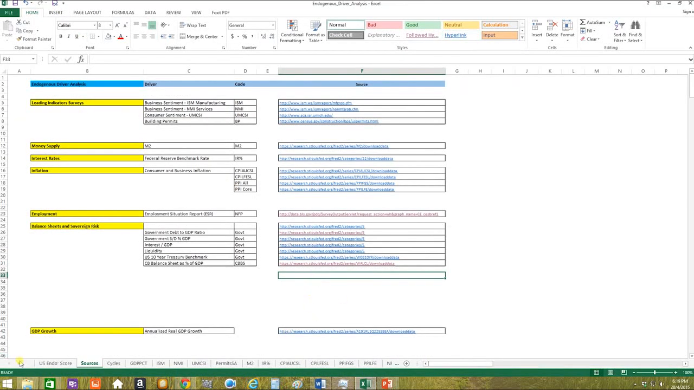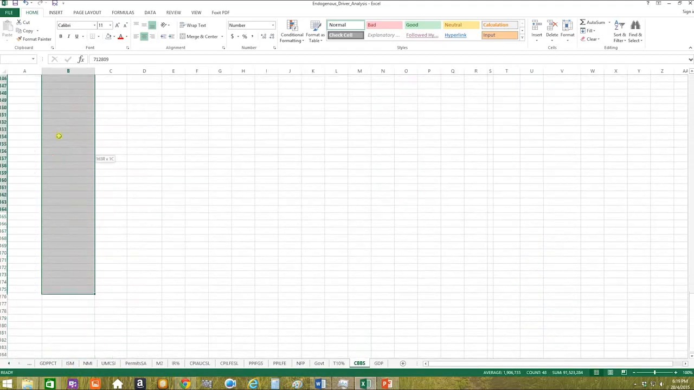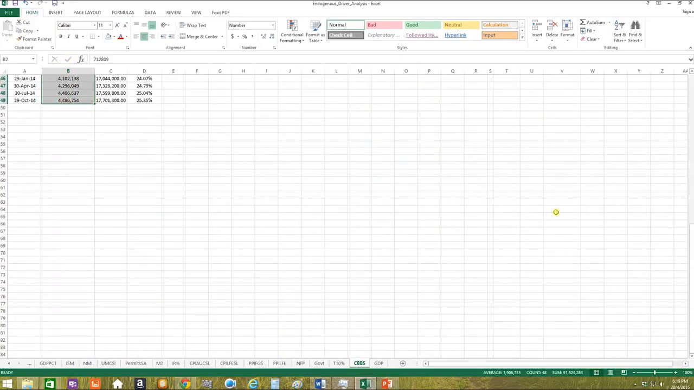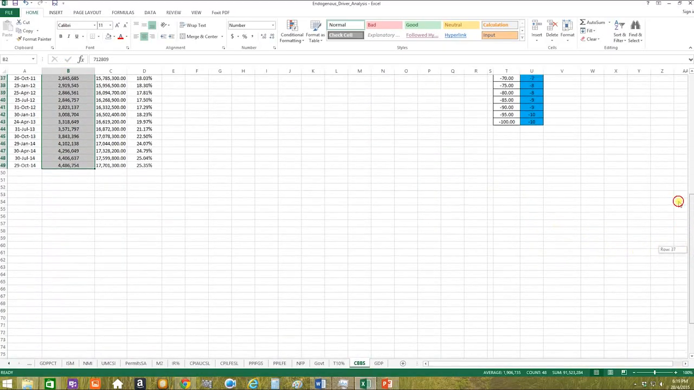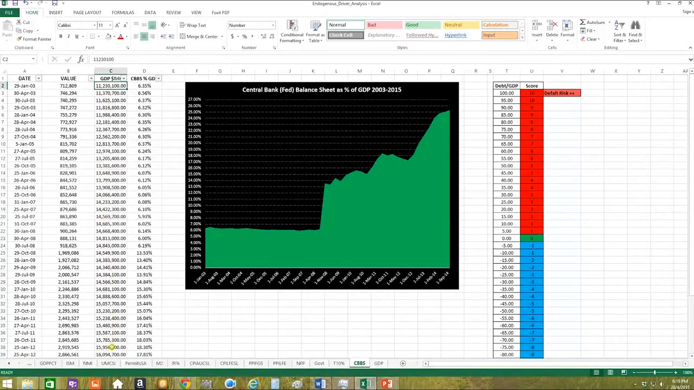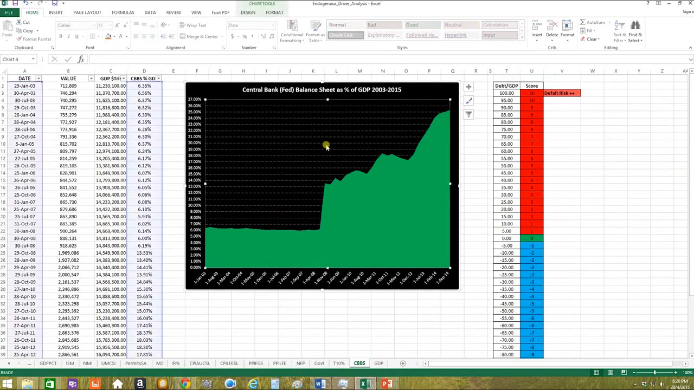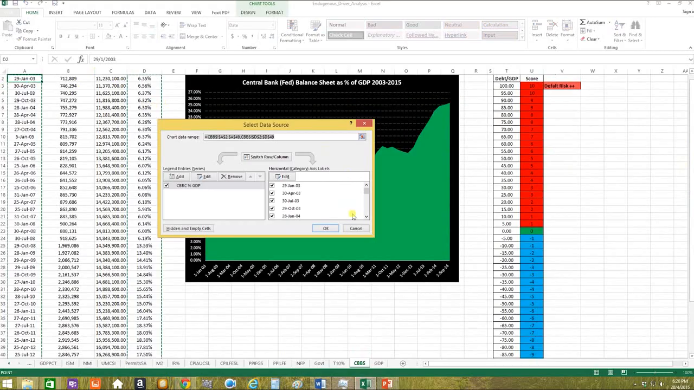If we go back into the spreadsheet and scroll across, the tab we want is the CBBS tab. And the data that we download is the value of the balance sheet here, all the way up to present day. And this number is released quarterly. And then we have our GDP data in trillions of dollars here, and we just work this out as a percentage of GDP. So we're going back to 2003 here, all the way up to present day. And our data references in our chart from these cells.